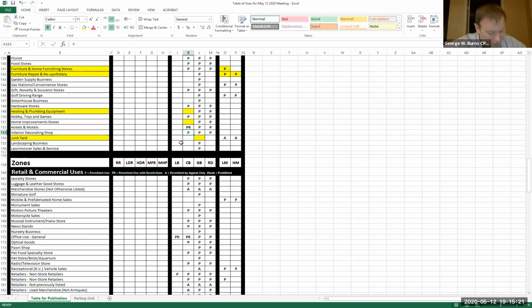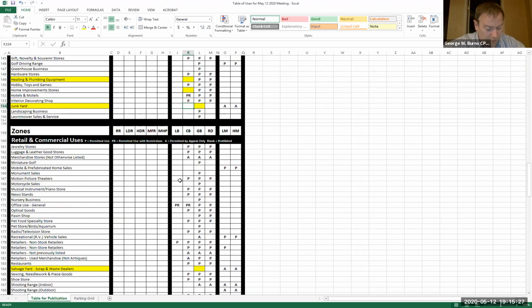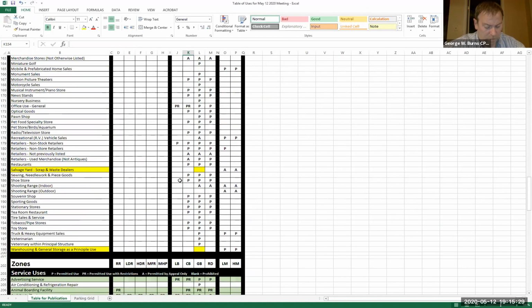I found warehousing and general storage, but it's not allowed in general business. Why did I see that we changed that last time? Well, we changed that last time, at the very end of the meeting. What would you consider the storage unit that you rent for $70 a month or whatever? That's general. Usually it's an eyesore. True, yeah, it is. But it belongs in general business, right? As opposed to light business or central business.